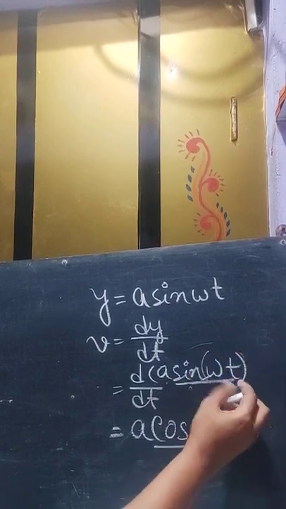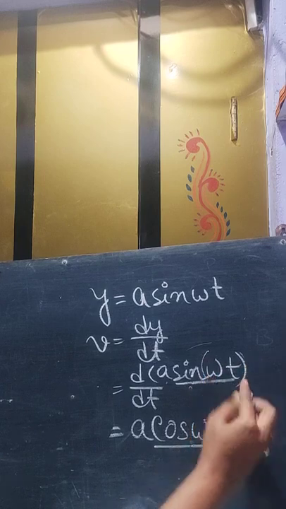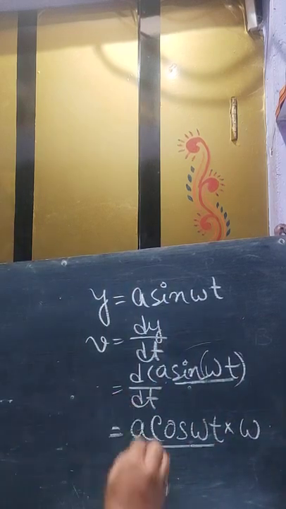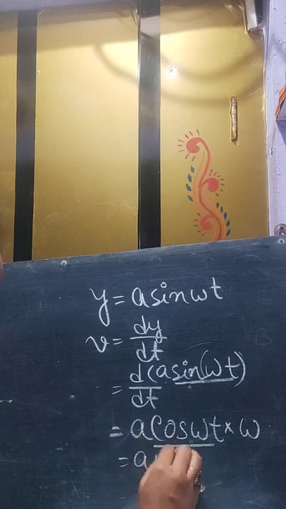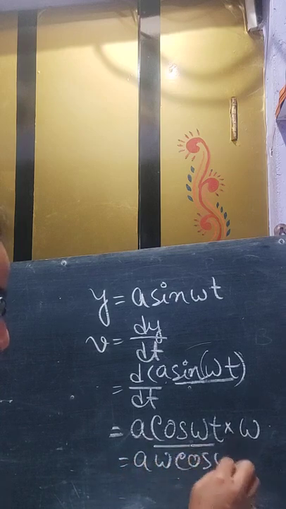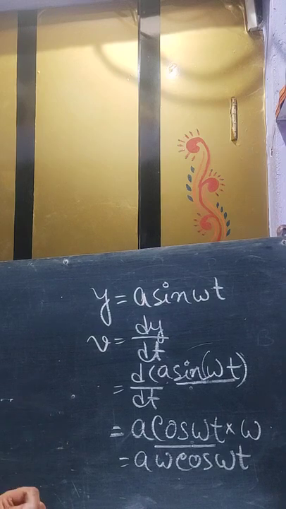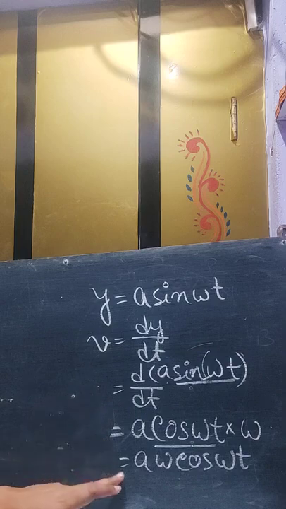Now, omega t is another part. So, for this omega t, the differential will be omega. So, the final expression will be a omega cos omega t. Okay, hopefully it is clear to all, right? So, this is the expression of V.